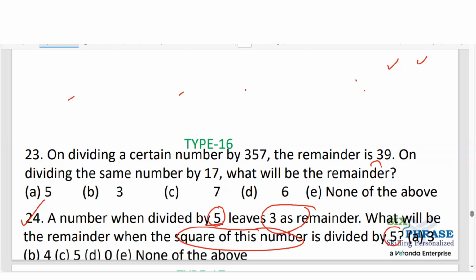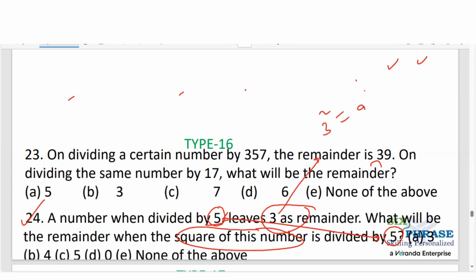So the second divisor is 5. We have to check the connection. If the first divisor and second divisor have a good connection, that means the first divisor is divisible by the second, yes, 5 is divisible by 5. So now we can use the same technique, divide the remainder by the new divisor. But here the question is slightly different. What will be the remainder of the square of this number, not the same number. Here, the square of this number means the square of the given remainder.